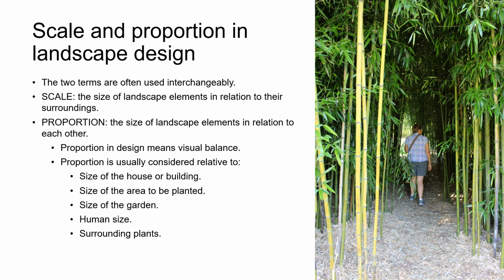These two terms, proportion and scale, are often used interchangeably. But strictly speaking, scale refers to the size of landscape features in relation to their wider surroundings, whereas proportion relates to the size of landscape features relative to each other within that particular landscape. We usually consider proportion relative to the size of the house or the main structure. We may also consider it relative to the size of the area to be planted and the surrounding plants. In design, when features are in proportion, it means that there's visual balance.